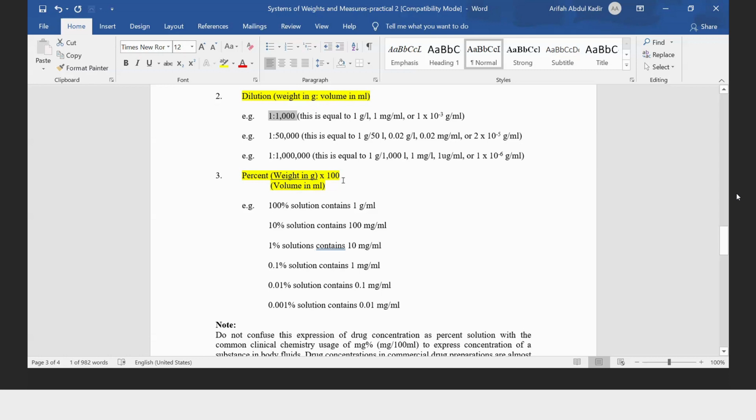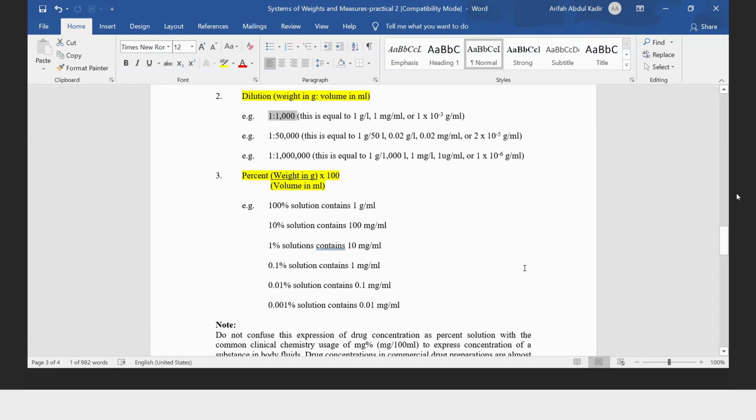So the unit is the important thing to remember. 1 gram divided by 1 ml times 100, that's a 100% solution. If you remember this first one, you can do the others. This will give you 0.1 gram per ml. If I want to remove the decimal places, I convert this to milligram, which is 100 milligram per ml. Same goes for 10 milligram per ml and so on.